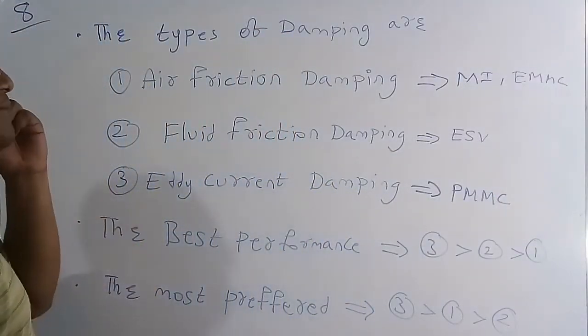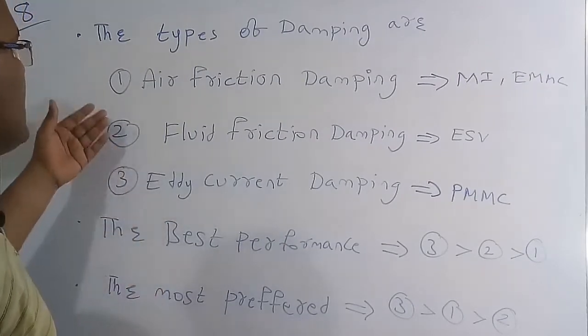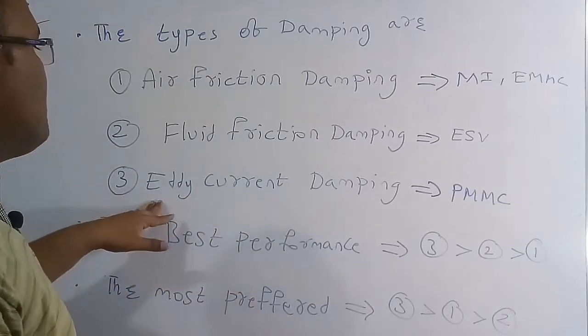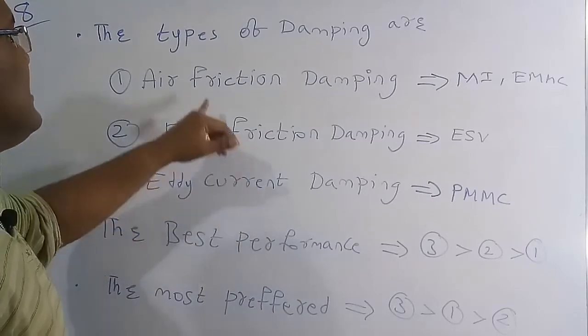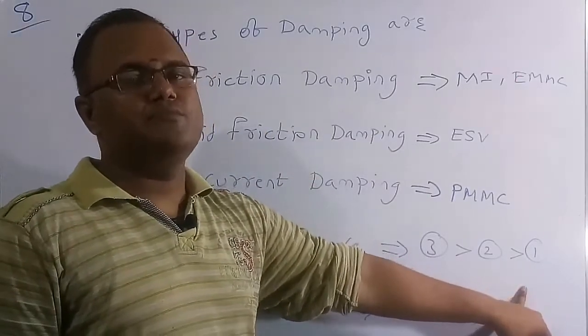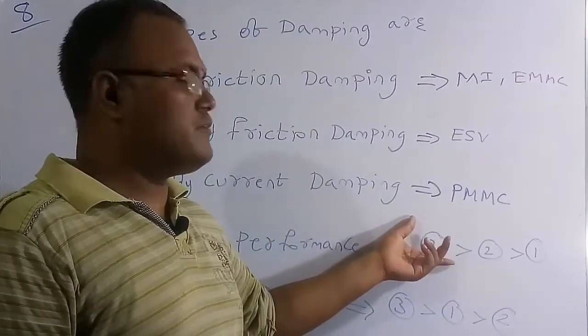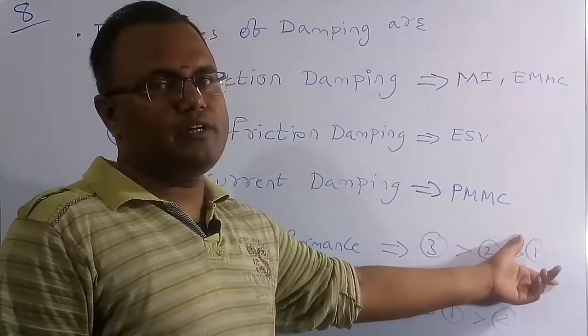Now let me give you the best performance. We are going to compare these three damping systems based on the best performance. The performance of the eddy current damping is higher when compared to fluid, and then air friction. So 3 is greater than 2 is greater than 1 for the best performance. Eddy current damping has the best performance, then fluid friction damping, and then air friction damping.